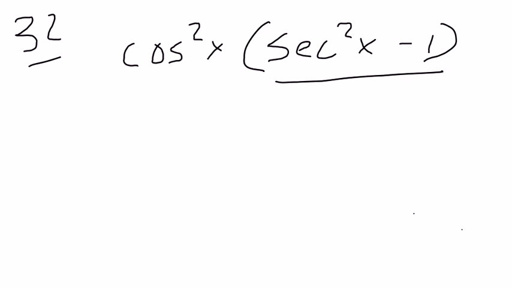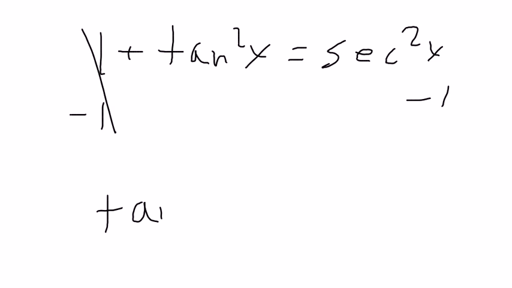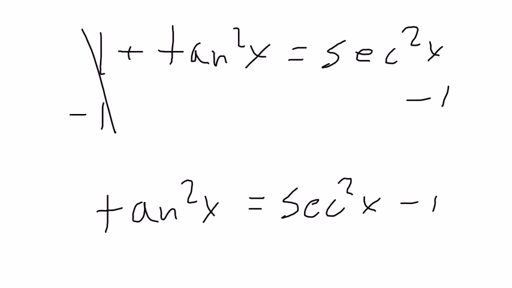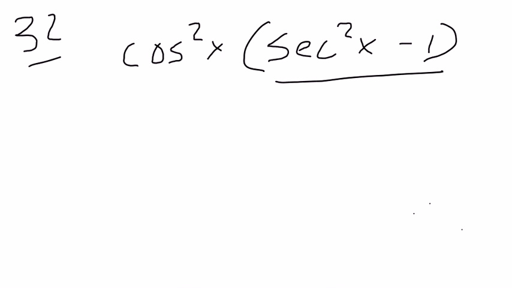Alright, so this is secant squared minus 1. So what if I subtracted 1 from both sides here? I subtract 1 over here. I would get tangent squared equals secant squared minus 1. So wherever I see secant squared minus 1, I can substitute in tangent squared. So I'm going to do that. I'm going to turn this to tangent squared.